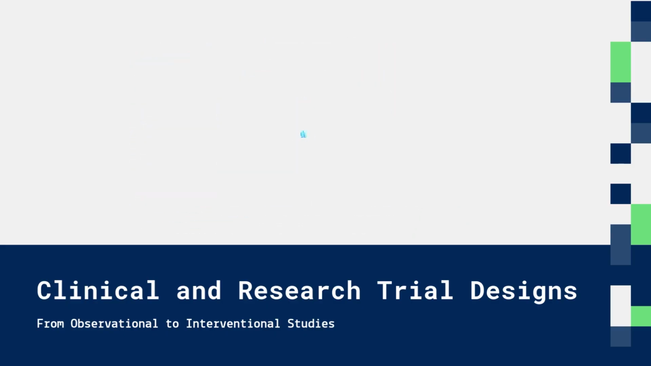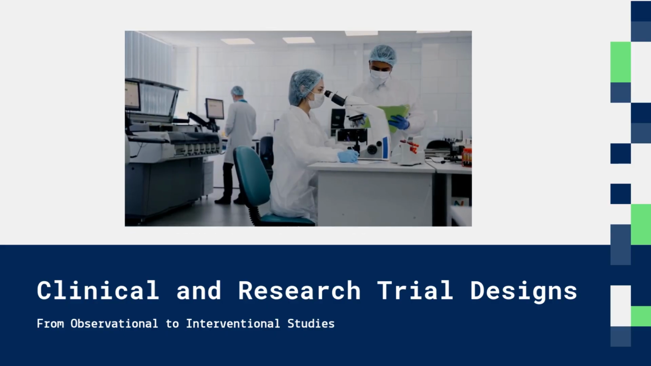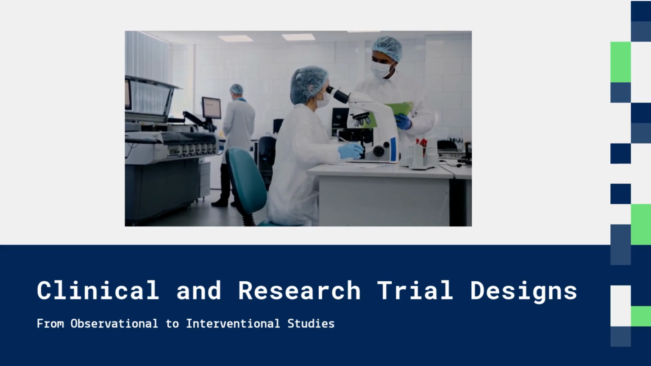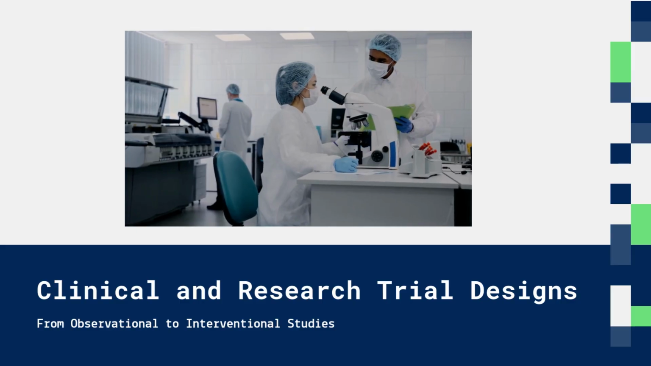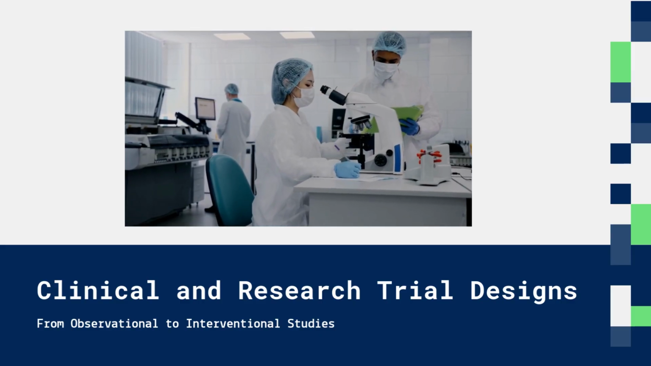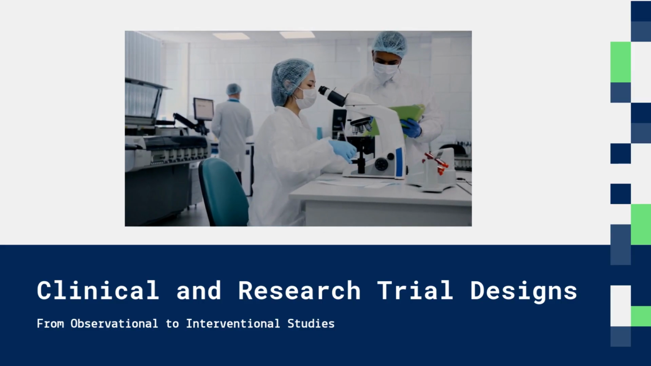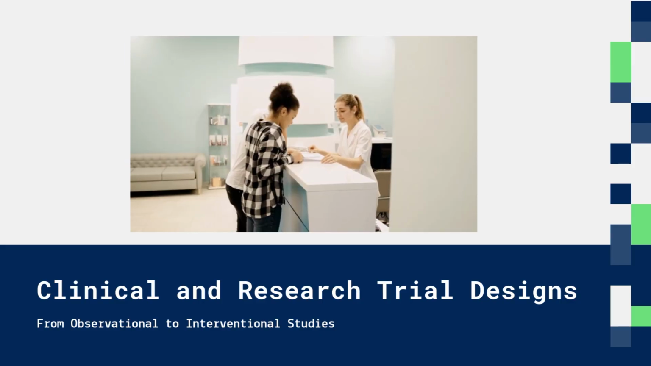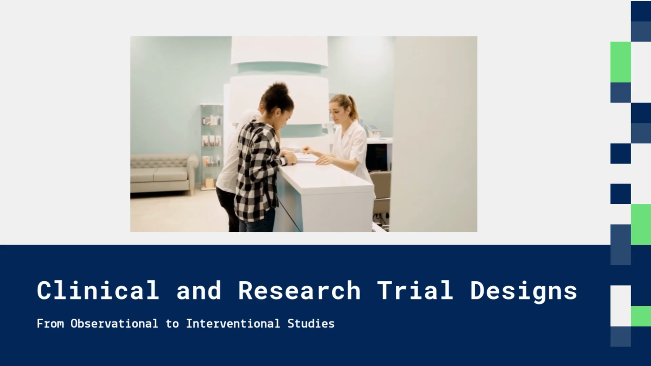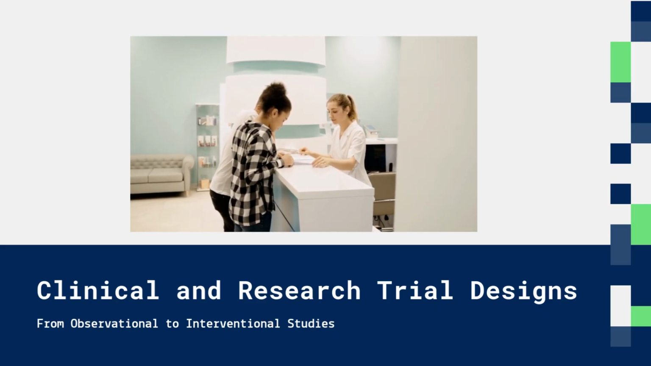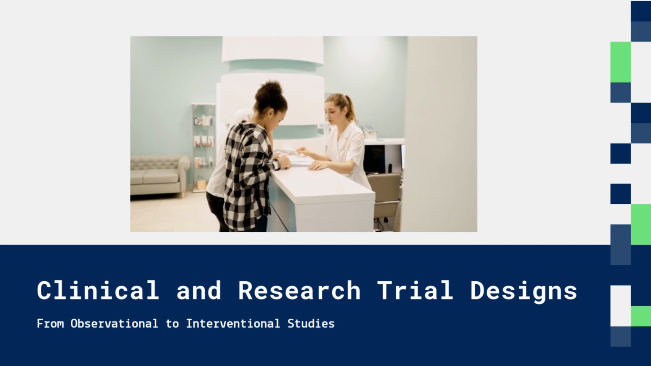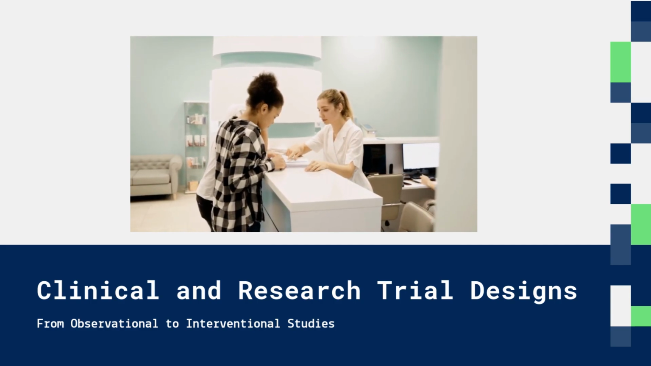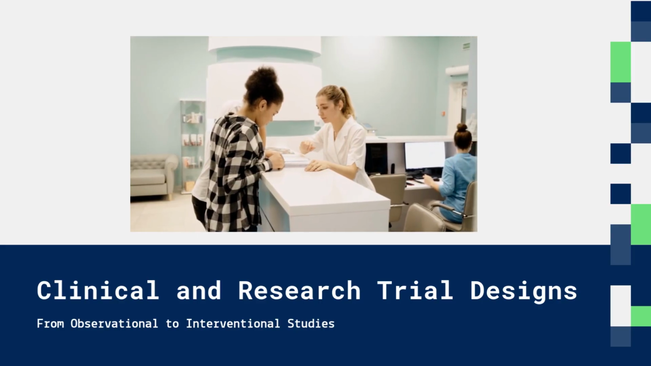But here's the challenge. Not all studies are created equal. Some are designed to simply observe patterns in patients or populations, while others are built to test cause and effect by carefully controlling interventions. Understanding how to distinguish these designs, their strengths, limitations, and proper applications is essential if you want to critically read research papers, design your own study, or simply interpret scientific claims with confidence.